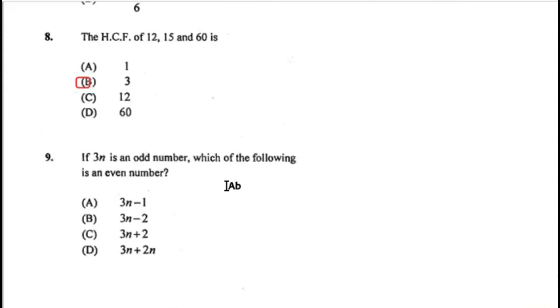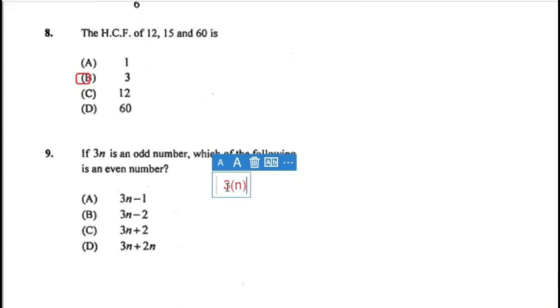So number 9, if 3n is an odd number, which of the following is an even number? So in past papers, I've always replaced n with the number 1. So I'm going to now replace n with another number to show you that whichever number you use, your answer will always be the same. So I'm going to use n in this case to be 3. So 3n is an odd number, so 3 times 3 is 9.